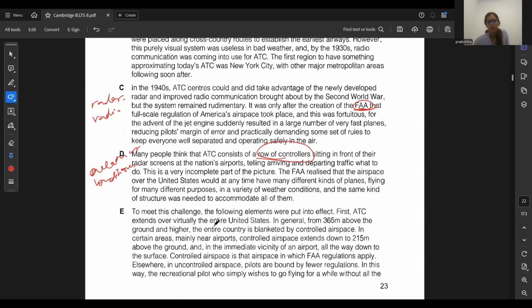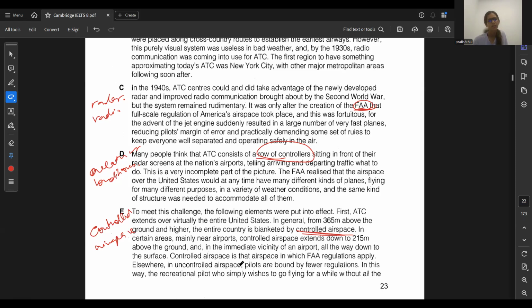First, ATC extended over virtually the entire United States. In general, from 360 meters above the ground and higher, the entire country is blanketed by controlled airspace. Controlled airspace extends down to 215 meters. So it's talking about the controlled area. Controlled airspace is that airspace in which FAA regulation applies.